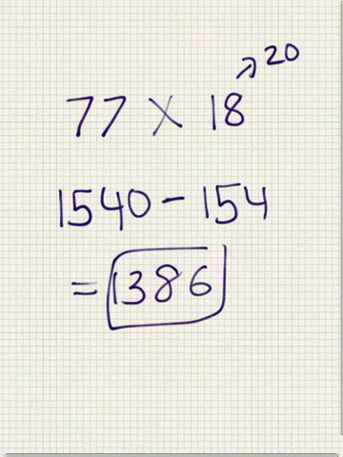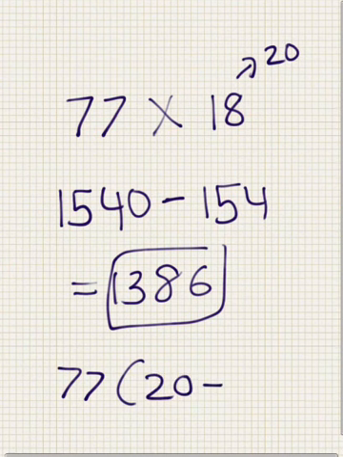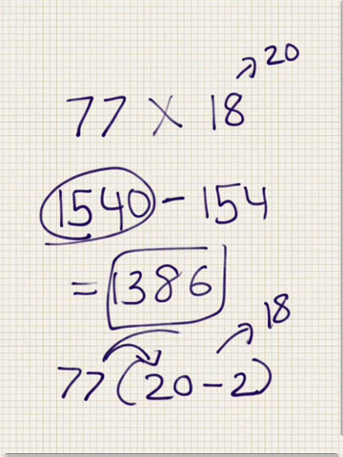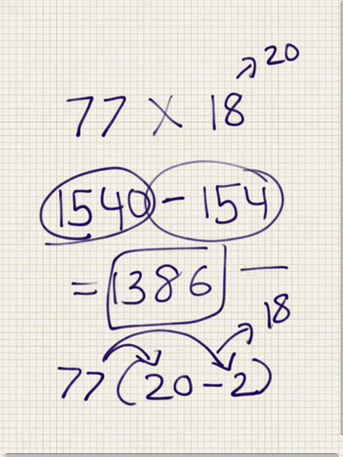So what I'm doing here is basically 77 times 20 minus 2. So 20 minus 2 is 18, and as you saw here, 77 times 20 is 1540, and 77 times negative 2 is negative 154, and this gives us the answer. This is just something I use. I find it pretty helpful.